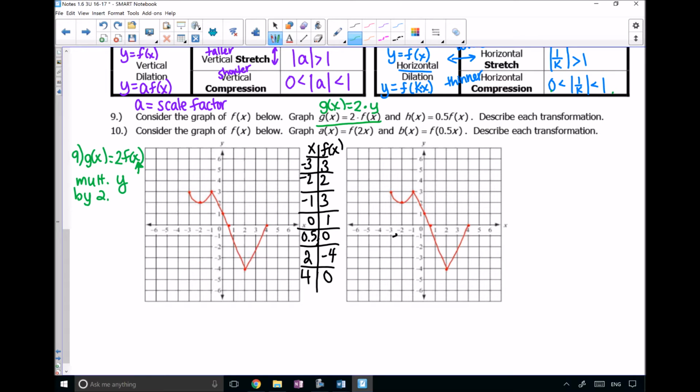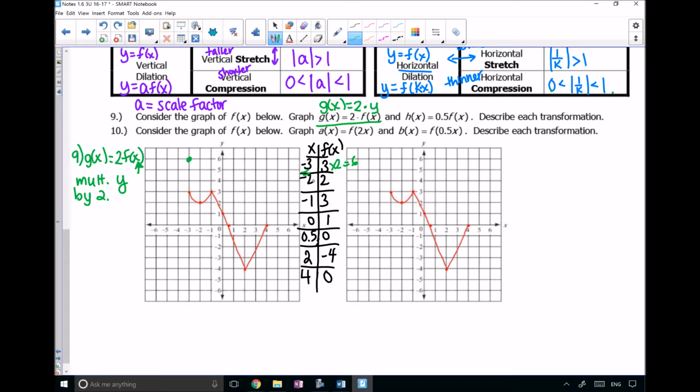So if you notice right here, my first coordinate is -3, 3. My x value stays at -3, but my y value gets multiplied by 2. So this 3 becomes a 6. So my new coordinate would be -3, 6. So I'd go to -3, and then I would go up to 6 right here, and this is going to be my new y value. This is my new coordinate.